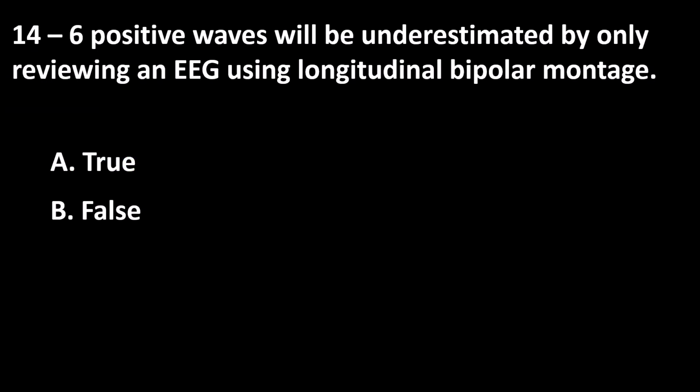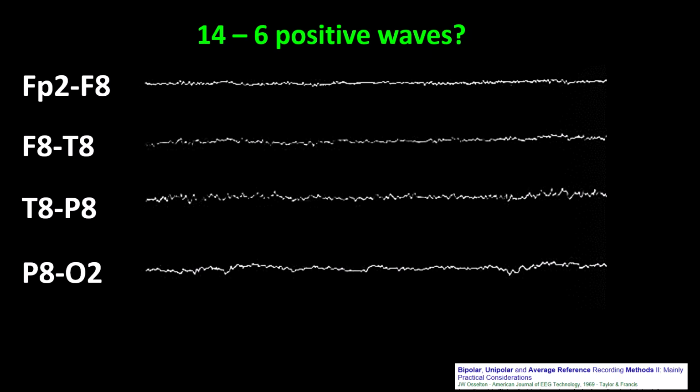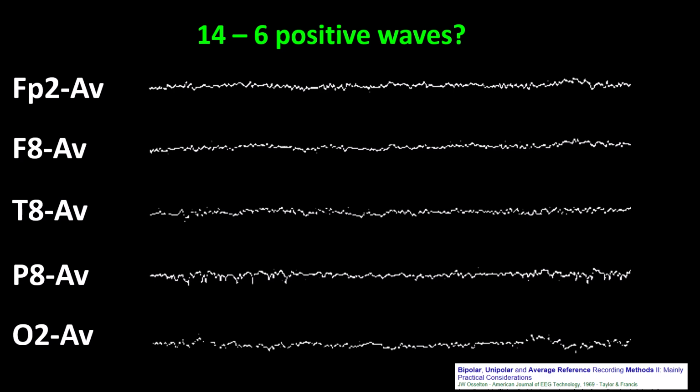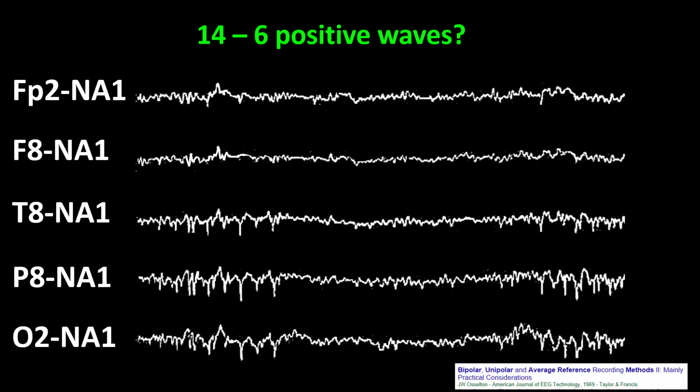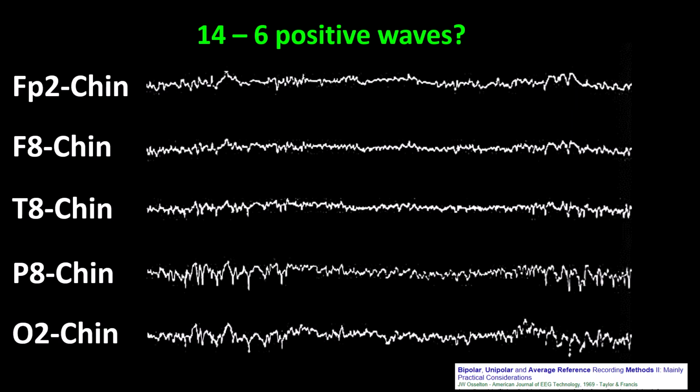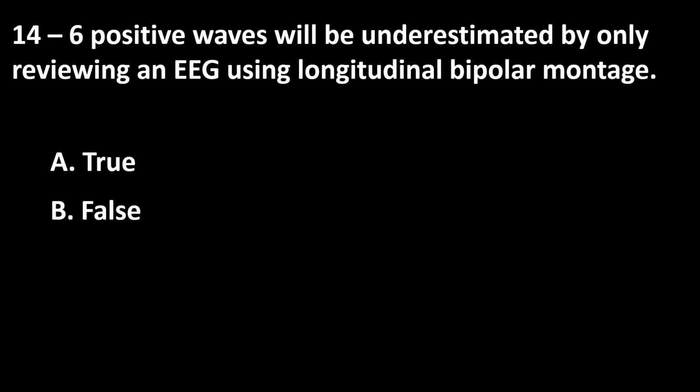Next question. 14 and 6 positive waves will be underestimated by only reviewing an EEG using longitudinal bipolar montage. A, true; B, false. By looking at this bipolar montage, it would be hard to believe that it hides 14 and 6 positive waves. The presence of this element can be appreciated in this epoch using average, but is very clear in this epoch using beneath the ear reference and in this epoch using chin reference. So the answer to this question is true.